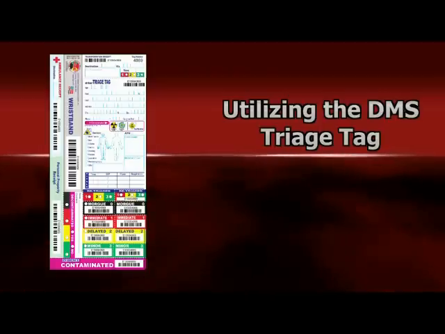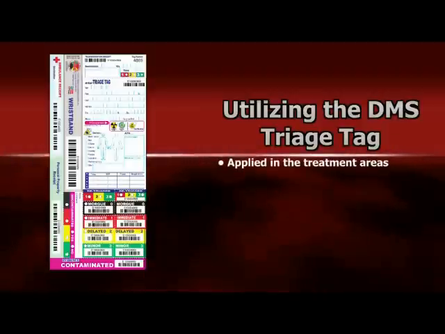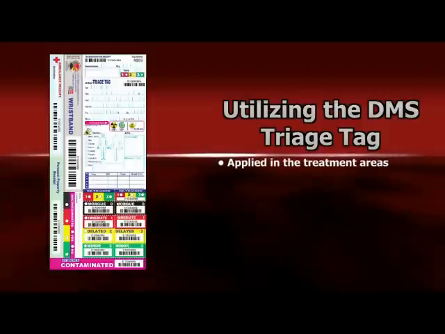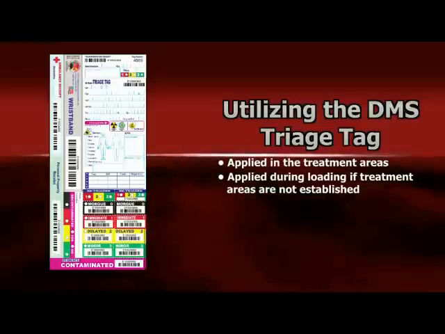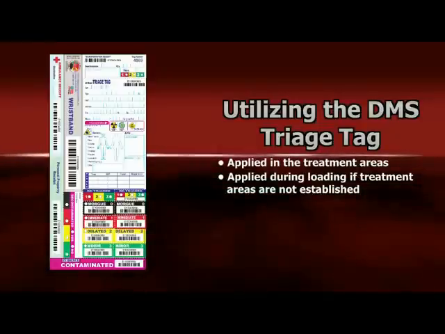Triage tags are applied to patients as they enter the treatment area after quick secondary triage to confirm or change their acuity category. If treatment areas were not established, the triage tag is applied to the patient just prior to transport.